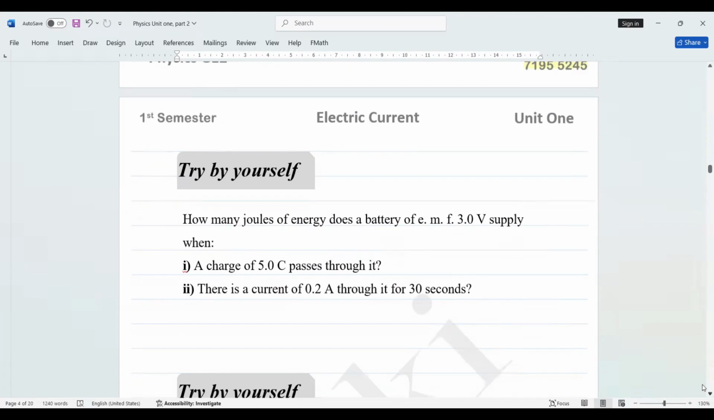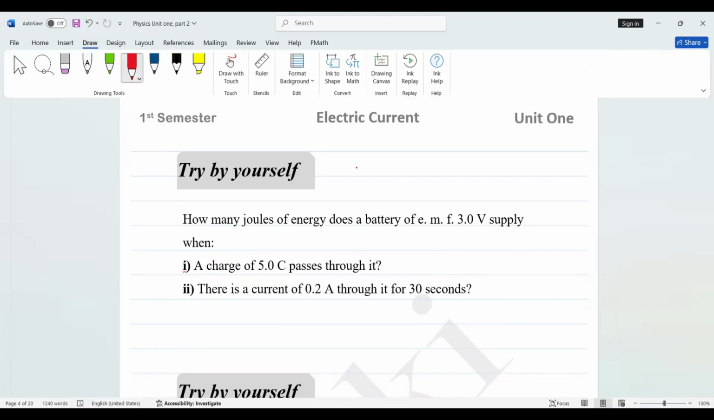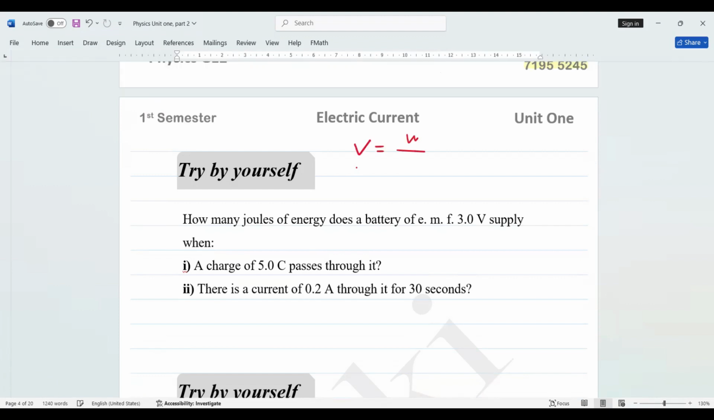Now try to solve this example. I said we have two formulae. V equals W over Q. Then from this, the energy equals Q times V. EMF equals the energy transferred per coulomb, so the energy equals Q times EMF. It is the same formula.